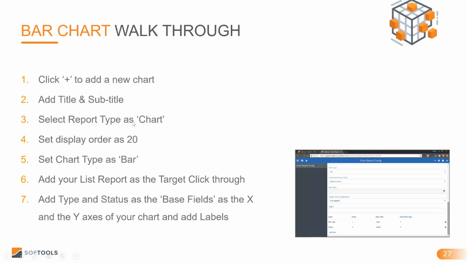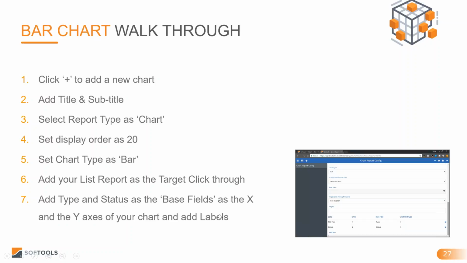But now instead of selecting list, you select chart. Select the display order as 20, so it appears underneath your list report. You can select the chart type as a bar chart, but you'll see there are other types of chart there. You can then add your list report as the target click-through. So this means that if you click on the bar, it will then take you through to a list report, but with a filter applied just for those items that apply to that particular bar.